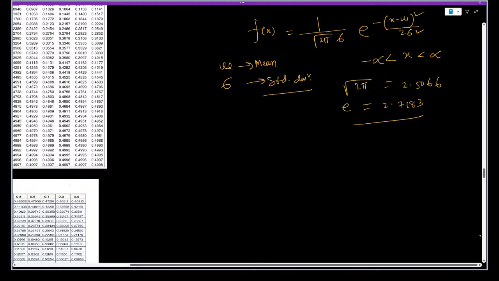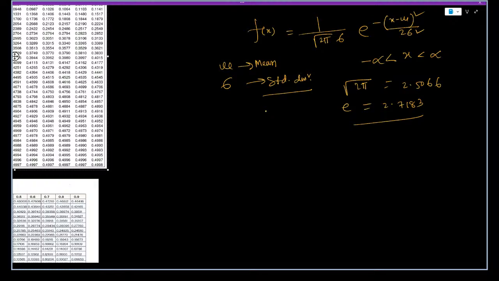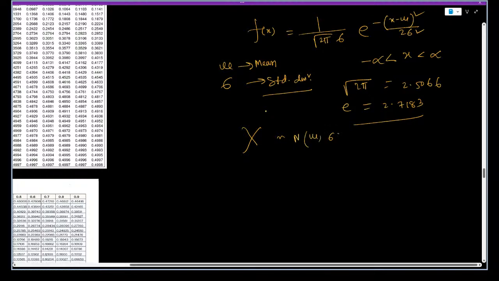Okay. If a random variable follows this probability density function, it is said to follow normal distribution. Okay. It has mean mu and variance sigma square. So sometimes, if we denote the random variable by x, we write this distribution in this manner: N(mu, sigma square). Okay. Sigma square stands for variance.